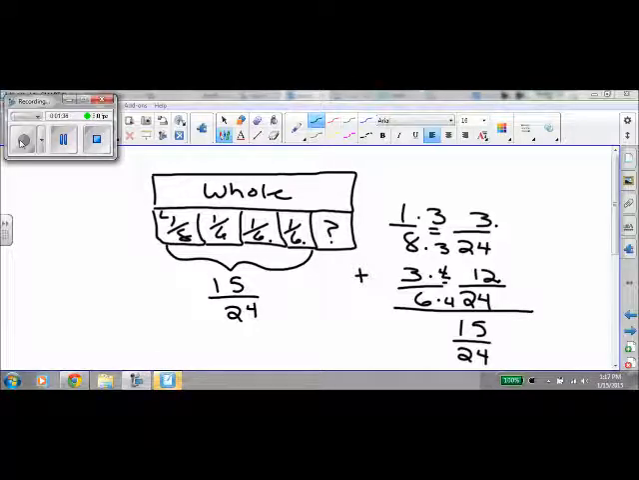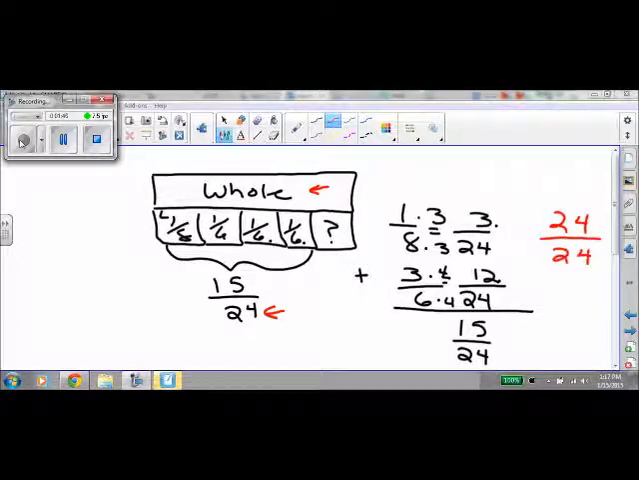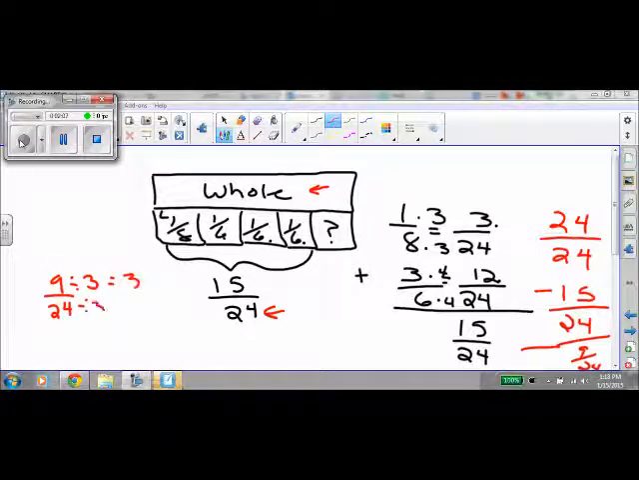So how much is left? Well, a whole loaf, if I know my denominator is 24, then the whole loaf of bread must be 24/24, minus 15/24. 24 minus 15 is 9/24, which can be simplified. And I'm sorry, I ran out of room, so I'm going to put 9/24 over here. 9 divided by 3 is 3. 24 divided by 3 is 8. And so your final answer is 3/8.